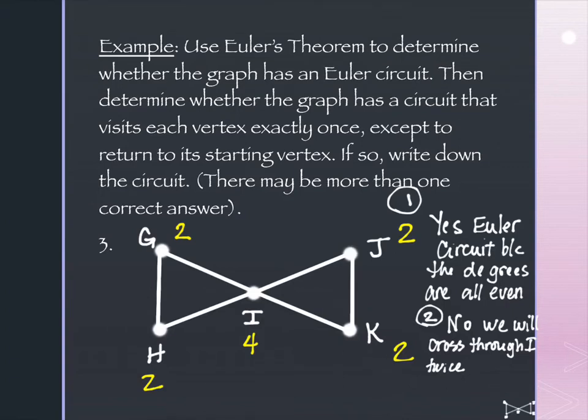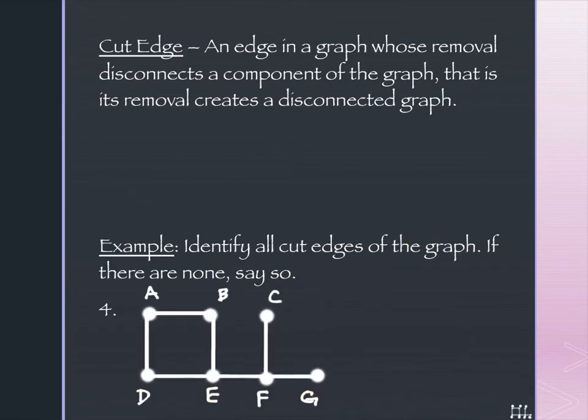Okay. Time. Cut edge. All right, a cut edge in a graph is an edge which, if we remove the edge, it will disconnect a component of the graph. So its removal, the removal of a cut edge, actually creates a disconnected graph. And I'm going to draw an example and a non-example.